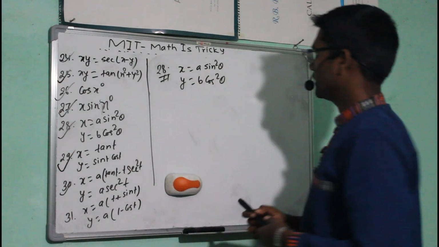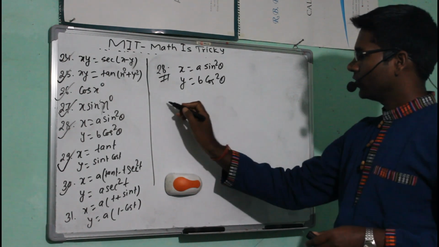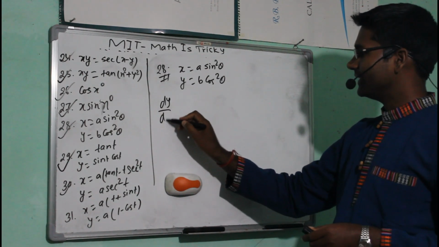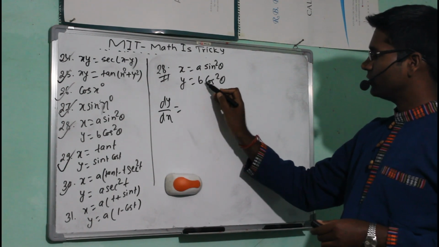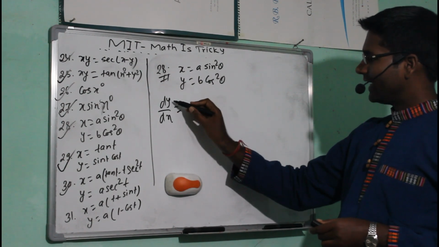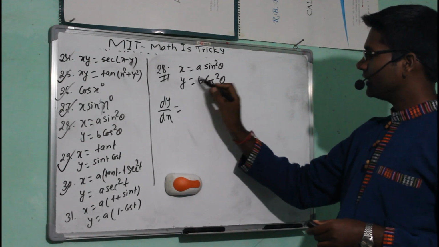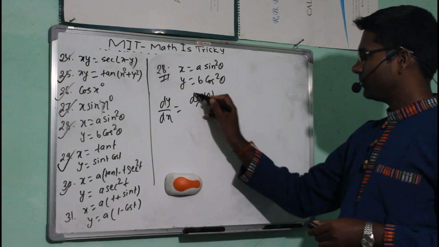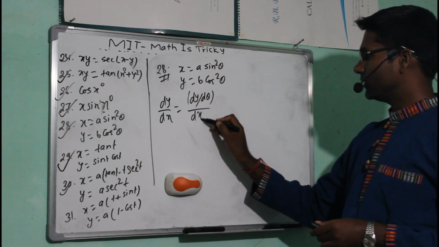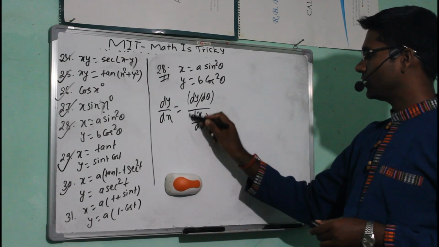Okay, let's solve question number 28. We have to find dy by dx. Here we are given x equals a sin square theta, y equals b cos square theta. We can see here x and y depend upon theta, so we'll differentiate y with respect to theta and then x with respect to theta, because both depend upon theta.